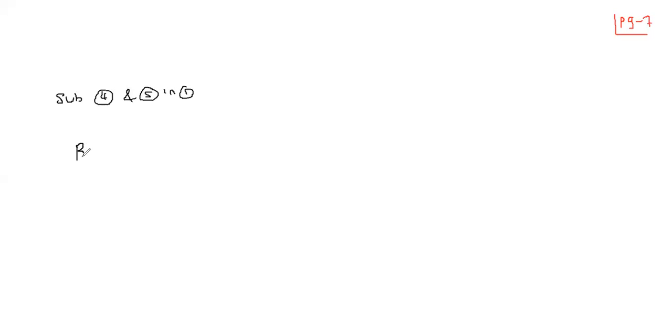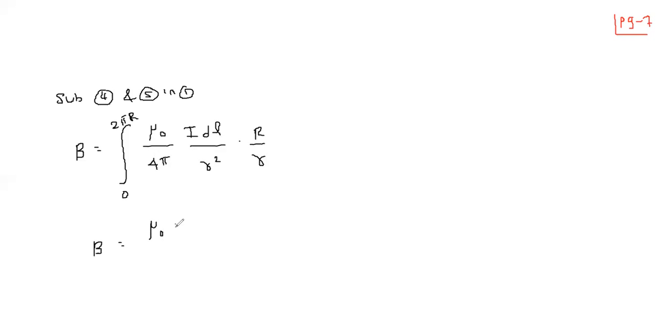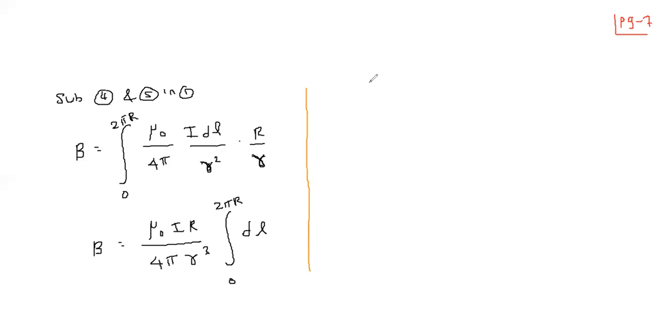So B is equal to integration of 0 to 2 pi r mu naught by 4 pi I dl by r square into capital R by small r. So B is equal to mu naught I R, constant, by 4 pi. Here there is an r square, here there is an r. Total, what will it be? r cube. So I take r cube outside, integration of 0 to 2 pi r. The variable is dl. What is integration of dl? Integration of dl is L.